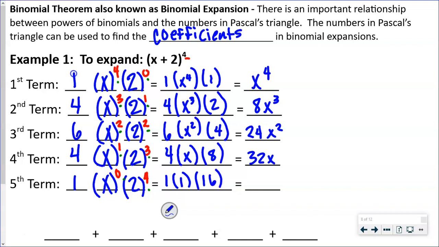So this is going to be 16. So 1 times 16 is indeed 16. Now what we do is put all these terms together to write our x plus 2 to the fourth power. So we're going to put x to the fourth as our first term, 8x to the third power, 24x squared, plus 32x plus 16, okay? So that's our first example.